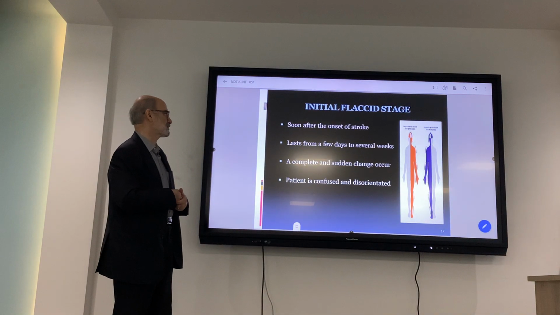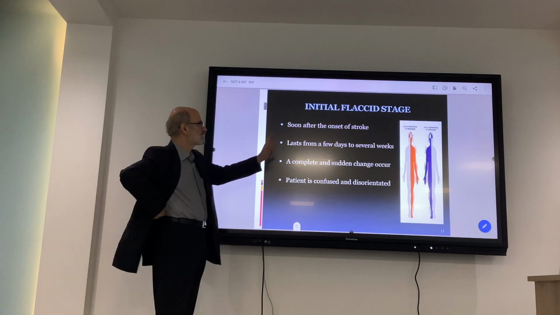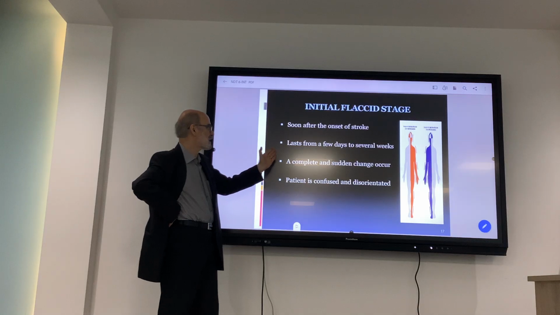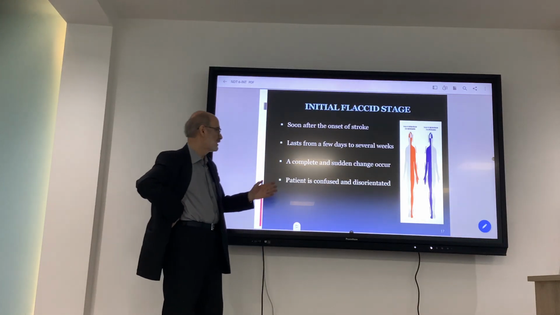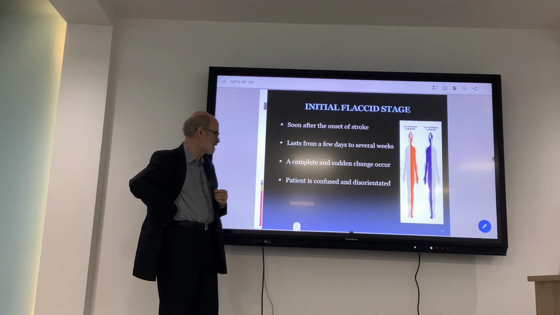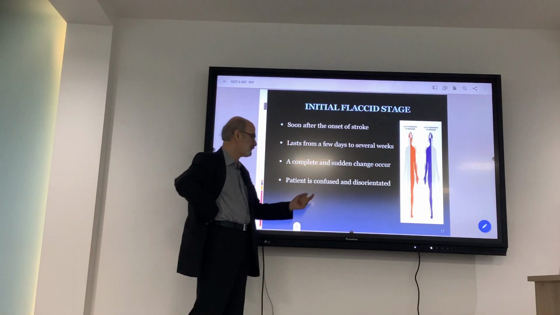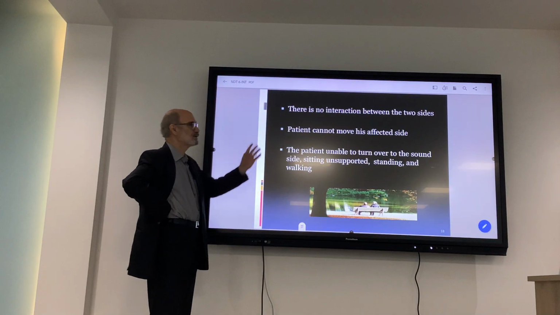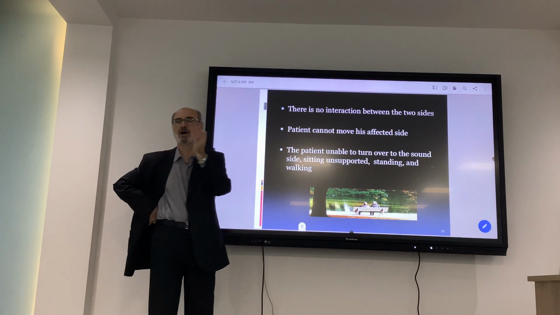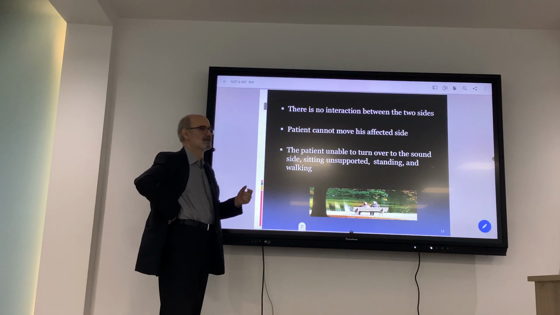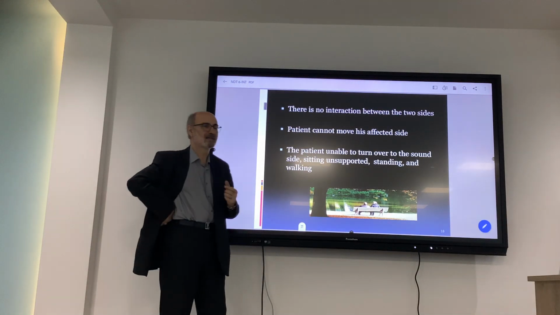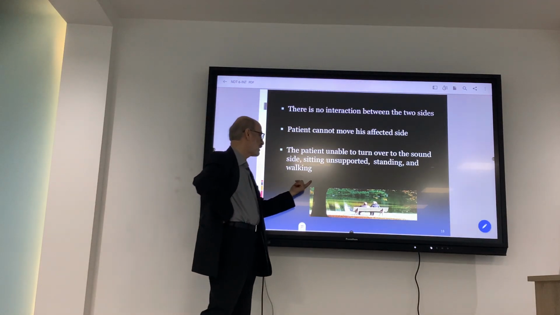First, initial flaccid stage. The flaccid stage is considered soon after the onset of the stroke, lasts from a few days to several weeks, and there is a complete and sudden change occurring in patients with a stroke, and patients are confused and disoriented. There is no interaction between the two sides, and they cannot move the body on the affected side. The patient with a stroke cannot turn over to the sound side, cannot sit unsupported, stand, or walk.